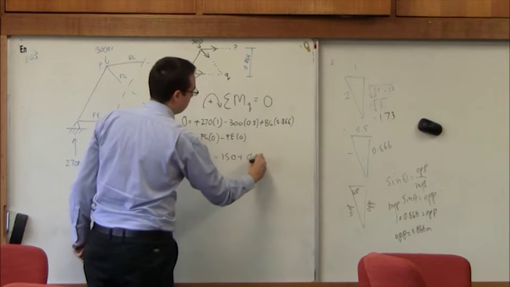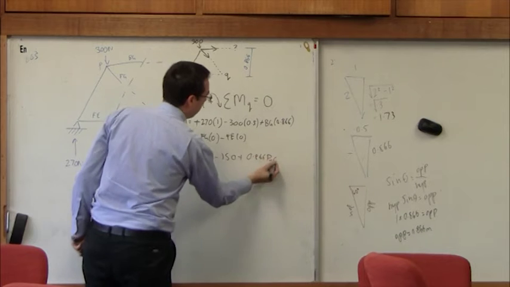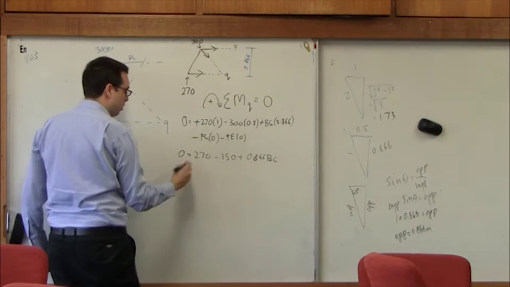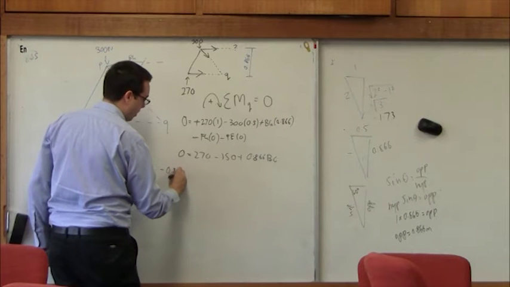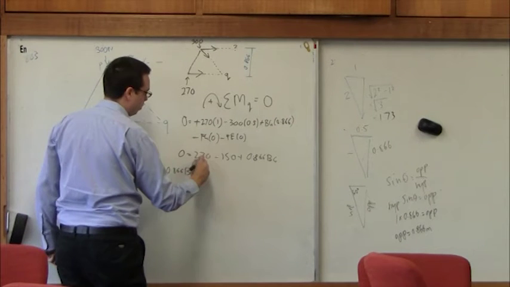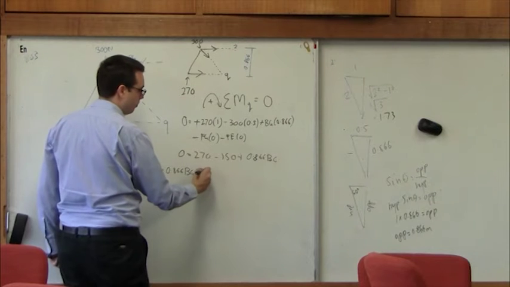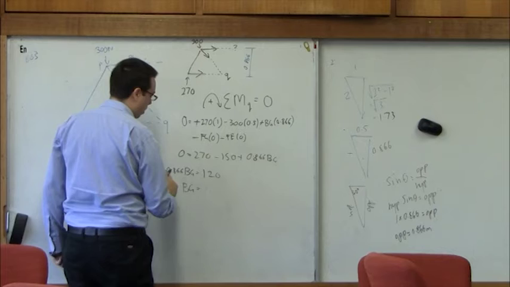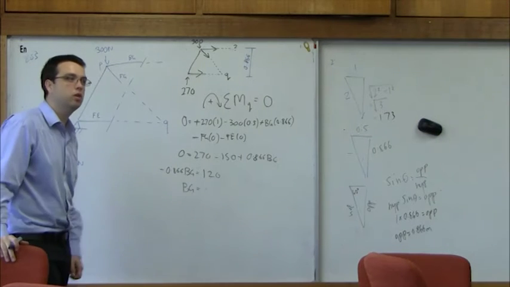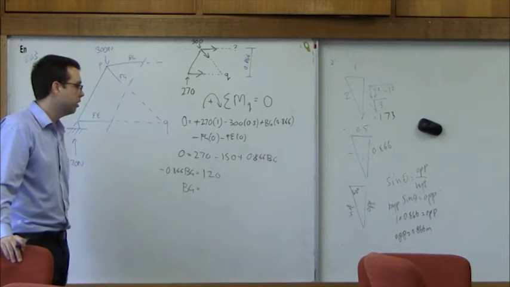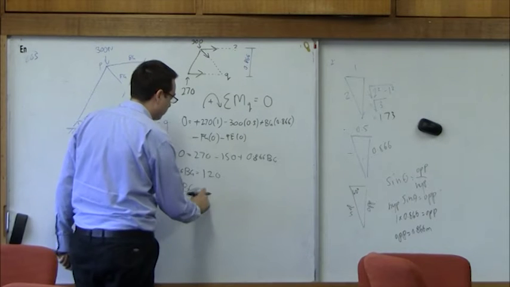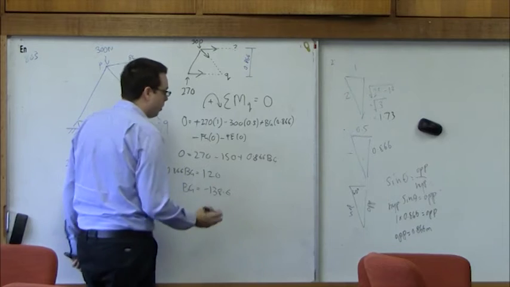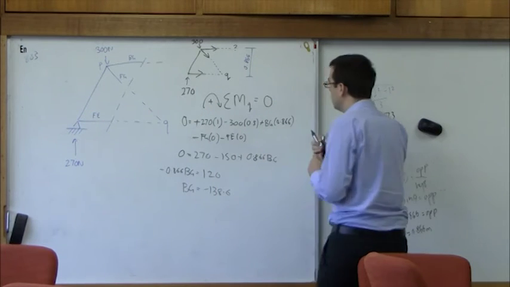plus 0.866 BG. Now, if I have a positive BG, this is a positive value of BG, I need to move that over here, so it's going to be minus 0.866 BG equals 270 minus 150, which is 120. So if that's what 86% of a BG costs, how much does a full BG cost? Minus 138.57. Minus 138.57, or 0.6.